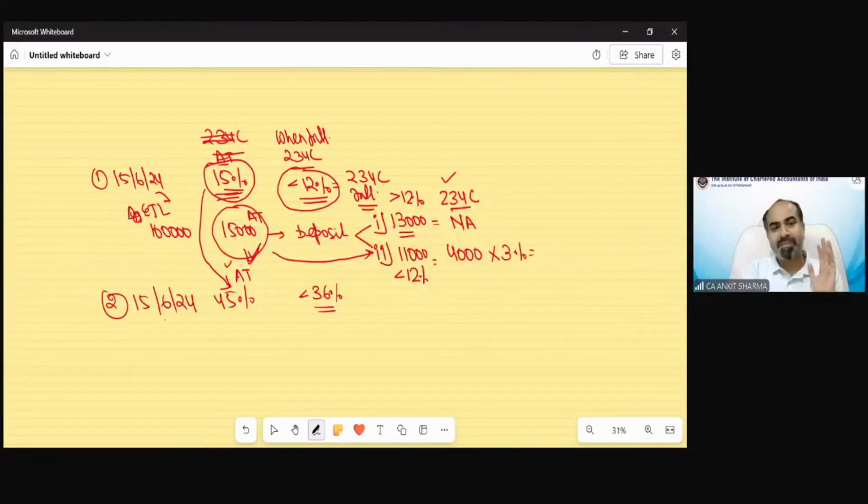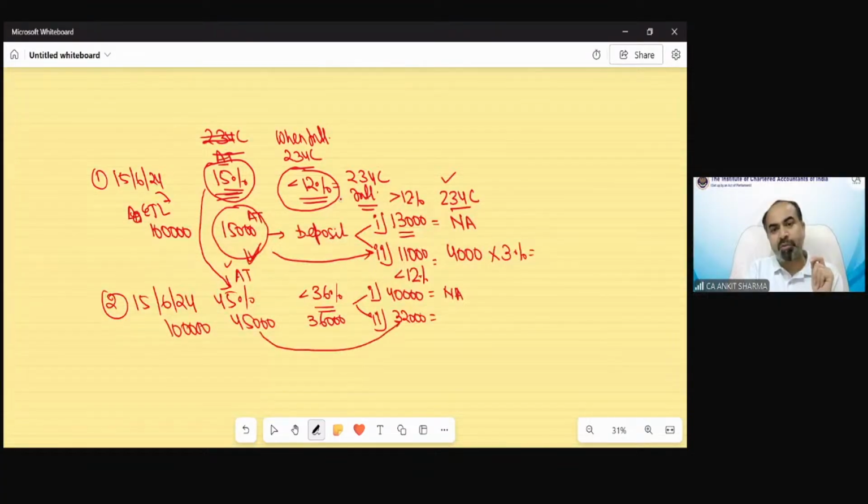Again, the same problem arises. If the tax is 1 lakh, advance tax will say at least 45,000 should be deposited. But 234C will say if it is less than 36,000, then we will charge interest. So suppose in the first case somebody deposited 40,000. There would not be any 234C because it's more than 36%. And if somebody has deposited 32,000, then 234C would be applicable, and the difference would be 45% minus the amount you deposited. So that would be 13,000, and 3% on it.